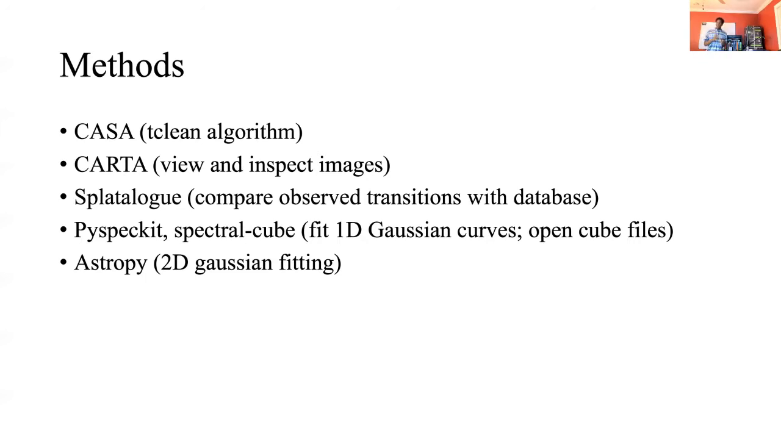SpectralCube and PySpecKit are Python libraries that allow me to open cube files and fit 1D Gaussian curves to the spectrum of each maser respectively. And AstroPy is a well-known astrophysics Python library that I use for various astrophysics tools, including, more importantly, the 2D Gaussian fitting.